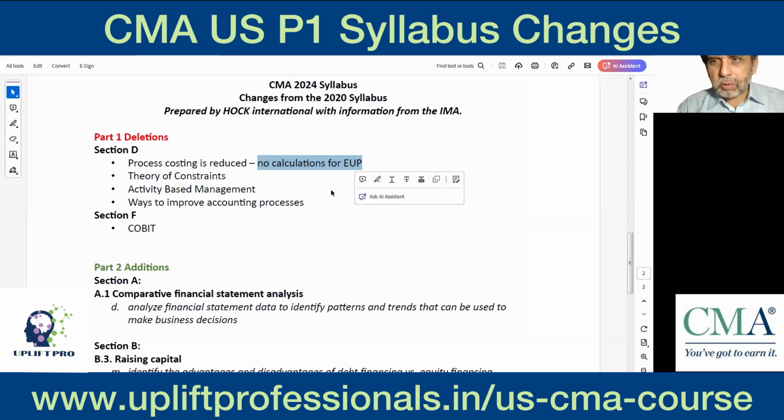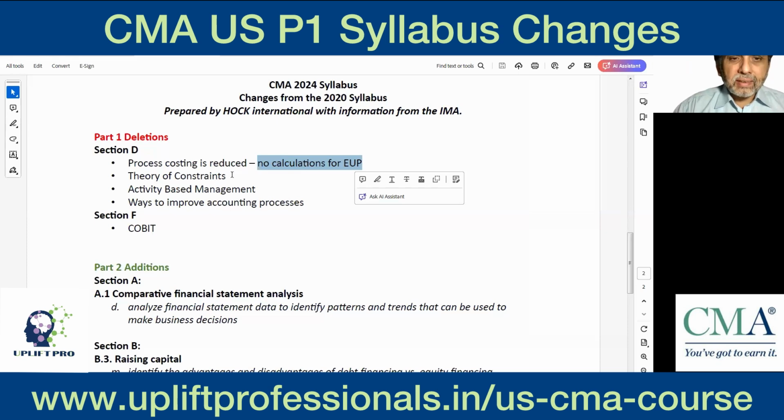Remember the first time you started driving a car, wasn't it very difficult? And after that, you are dreaming and driving, right? That's the way it is. So no calculations for EUP. That is a big reduction in your workload.